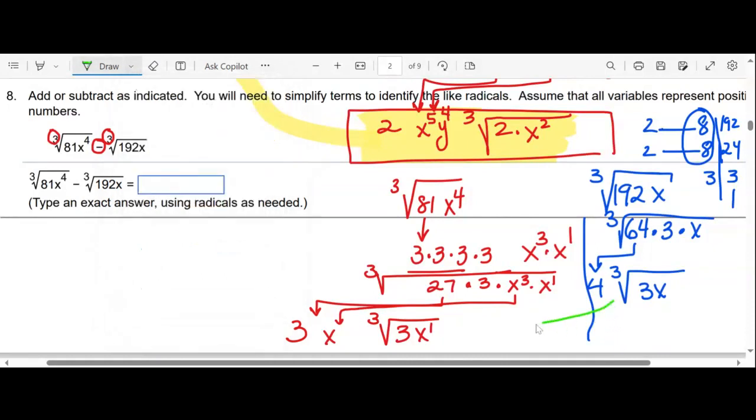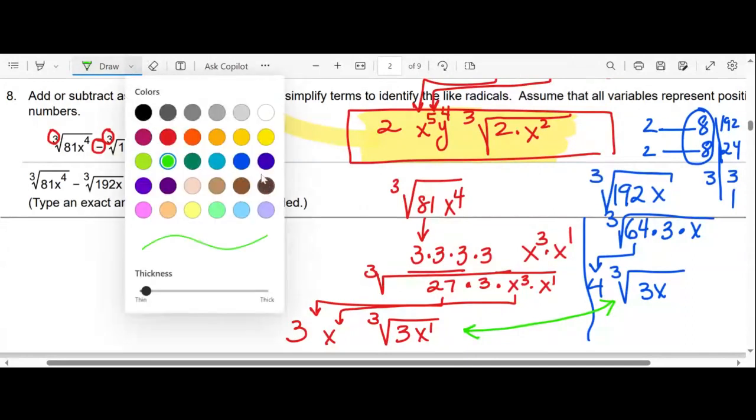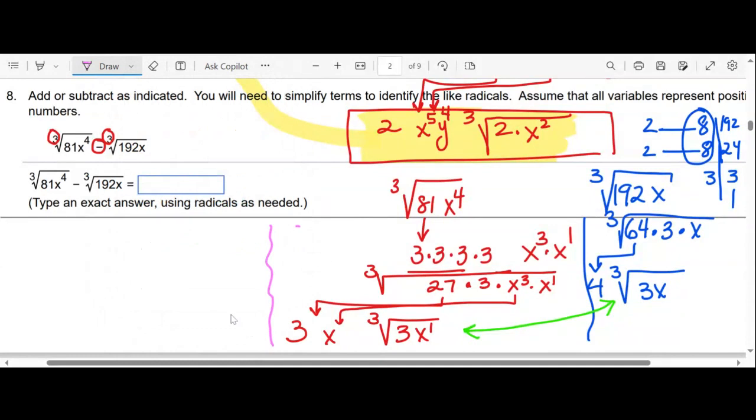Yes or no? Subtract this from this. You're going to say, how can you subtract it, teacher? I'll tell you how. Hold on. Now I'll do it in pink color. So we got this here: 3x cube root of 3x minus 4 cube root of 3x. So now we have 3x minus 4.